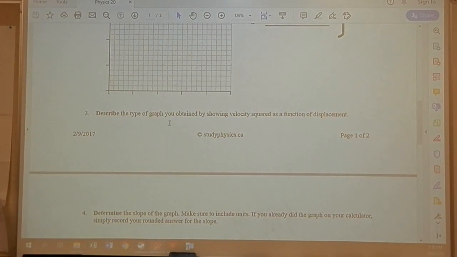Now it says describe the type of graph you obtained. Nothing fancy here. It's a linear graph. That's all you're telling me. It's a linear relationship.